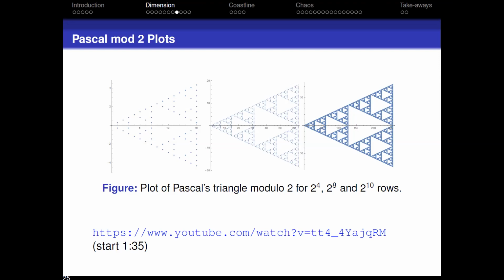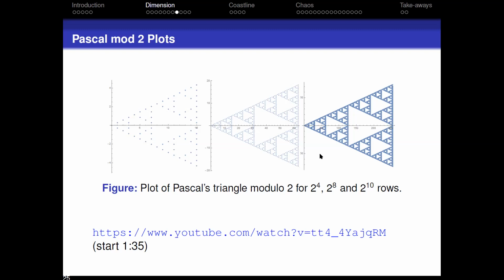Okay, so let me stop the share and go back to the screen. Here's a couple of images of more and more rows, and you can see the pattern stabilizing. You could try to think of, what's the dimension? If I multiply by 2, then this upper triangle would rescale and become the whole thing. So this would give me one full copy, another full copy, another full copy.